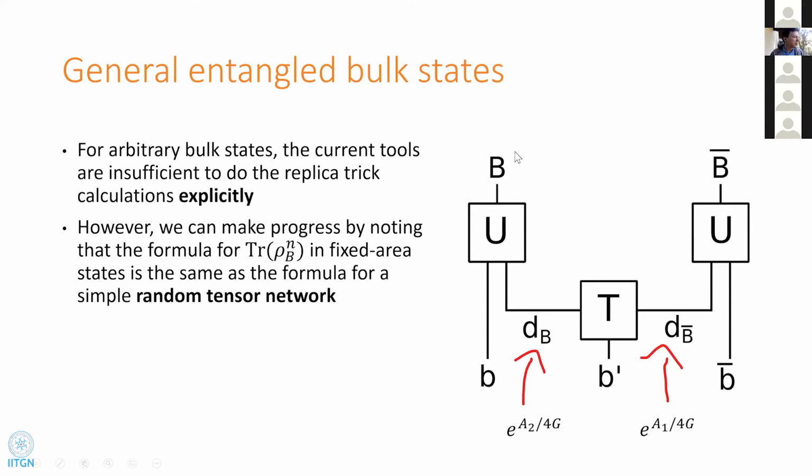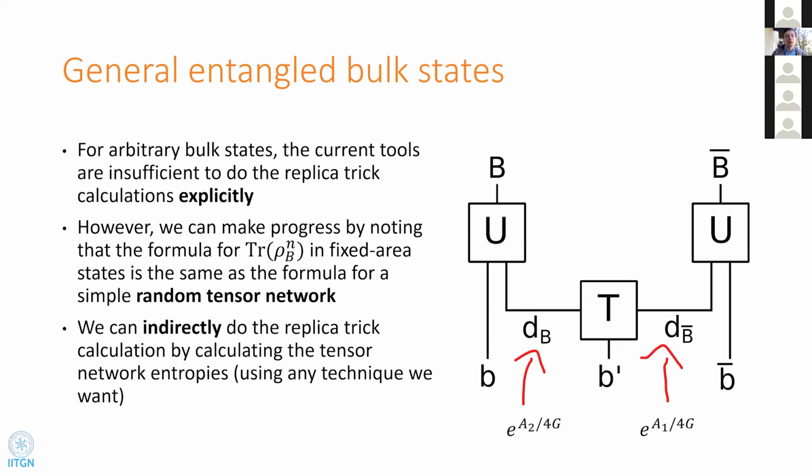For people who are familiar with the standard analogy between random tensor networks and AdS/CFT, this is exactly the tensor network you would want to be roughly analogous to the setup we have. And it genuinely does give the same formulas for trace of rho to the n. So what does this mean?